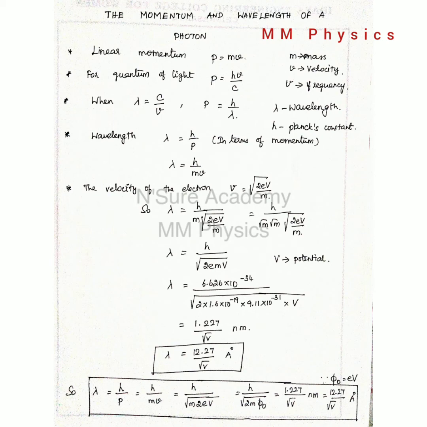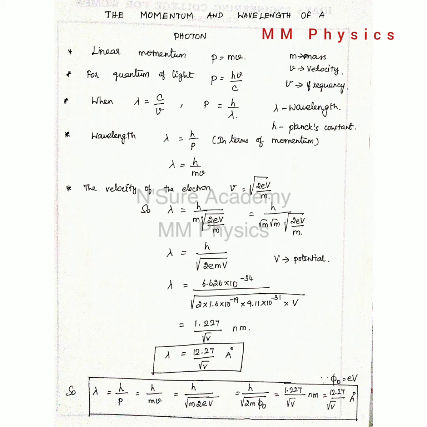h, the Planck's constant, 2 is also a constant, e is the charge of the electron, m is the mass of the electron, and V is the potential. So by substituting all the constant values, we'll get lambda equals 1.227 divided by root V nanometer. Nano represents 10 to the power minus 9. If we convert the nano in terms of Angstrom, we'll get lambda equals 12.27 divided by root V Angstrom.